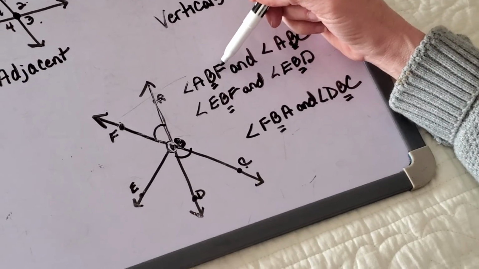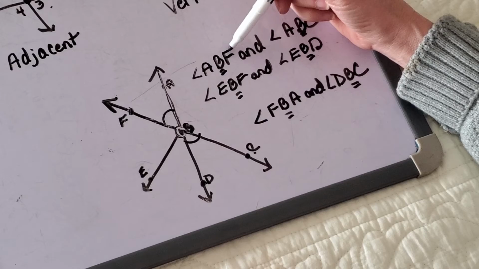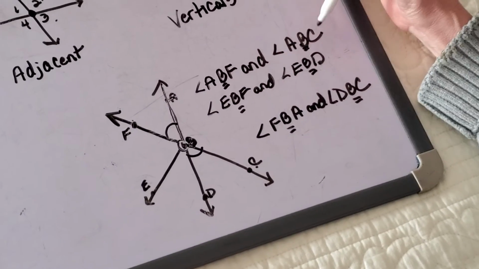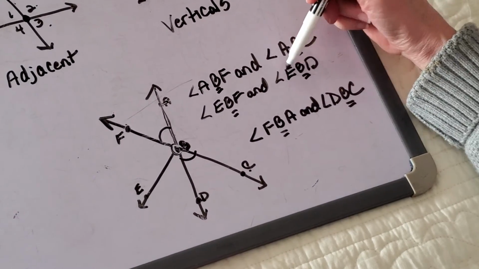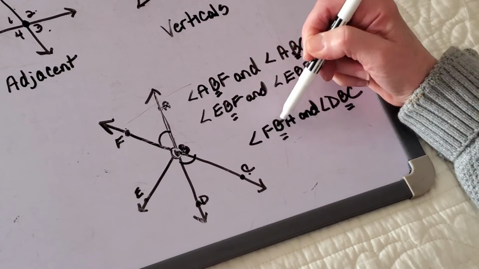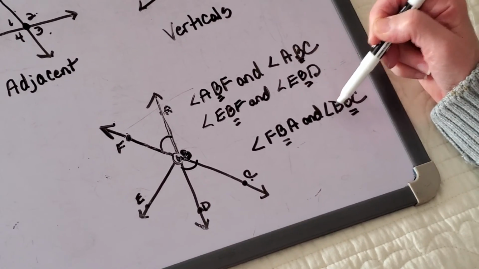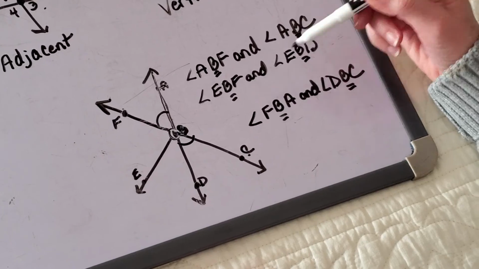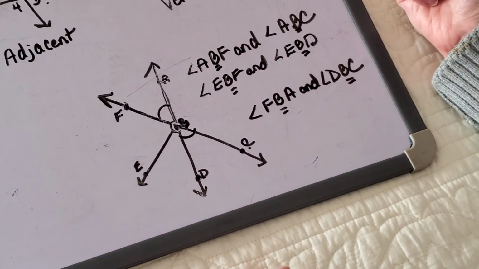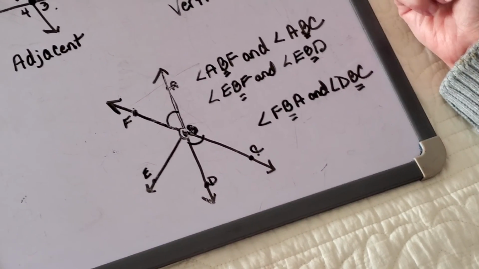The order of these letters is not important. I could have written FBA and CBA, DBE, FBE, ABF, and CBD. The only thing that must stay constant is the vertex, which is B. And that's how you identify adjacent and vertical angles.